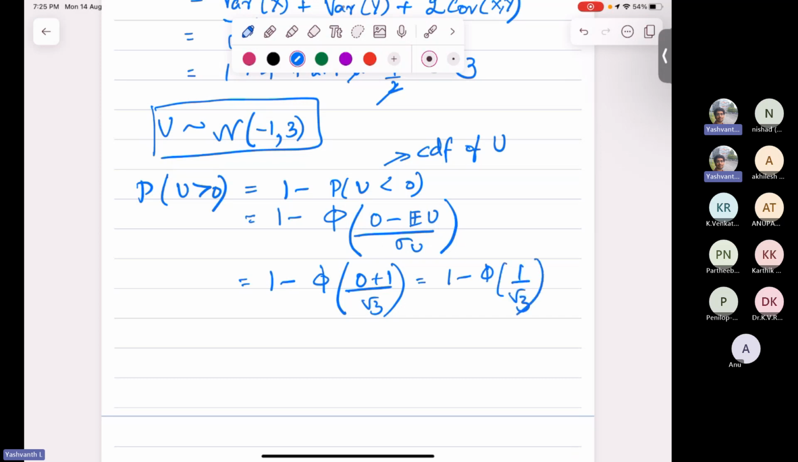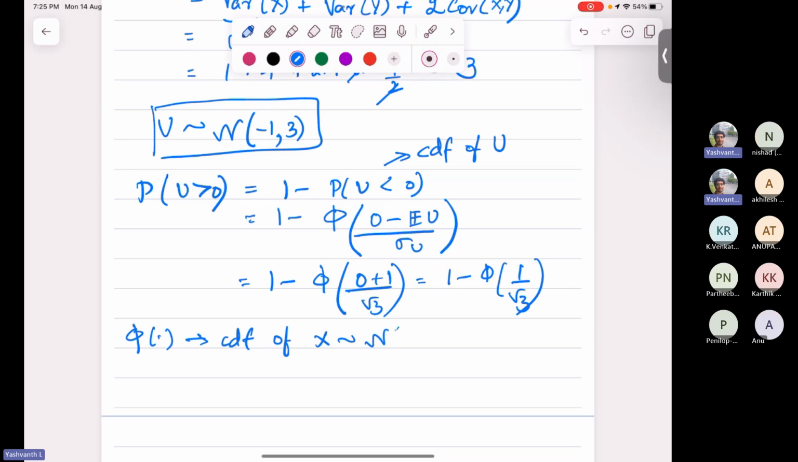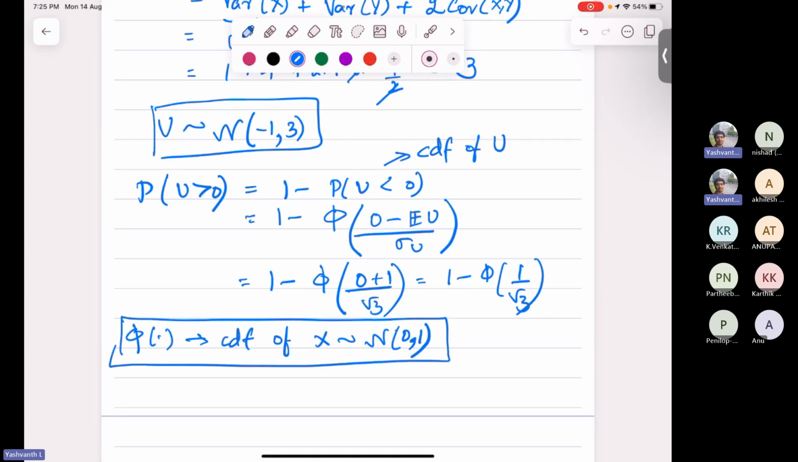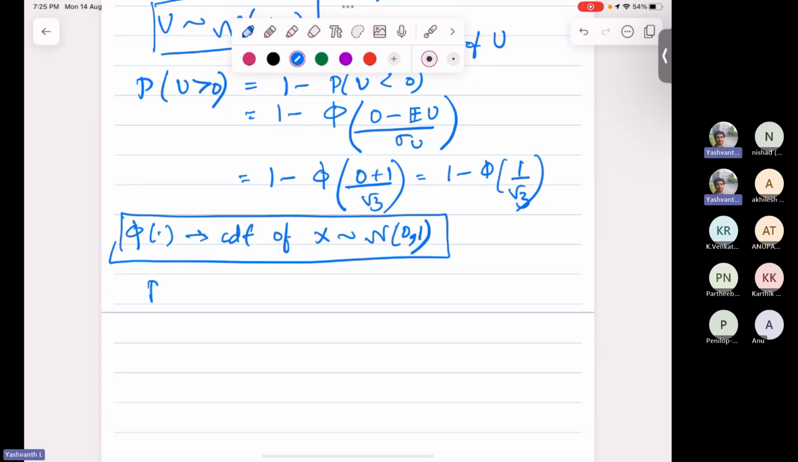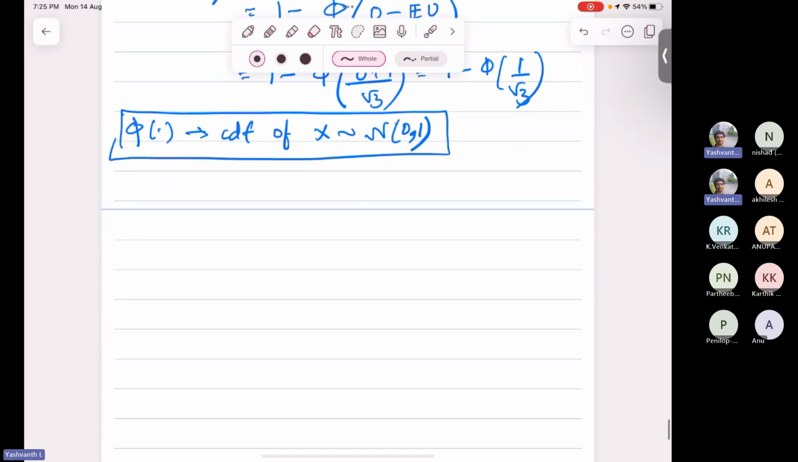What is phi? Phi is a function. Phi is nothing but the CDF of the random variable x, which is Gaussian normal, Gaussian distributed with mean 0 and variance 1. You can always compute the CDF of any Gaussian random variable with arbitrary mean mu and variance sigma square. That is, what I'm saying is P of x less than rho. Maybe I'll write the fact and then come back. Okay, fact.